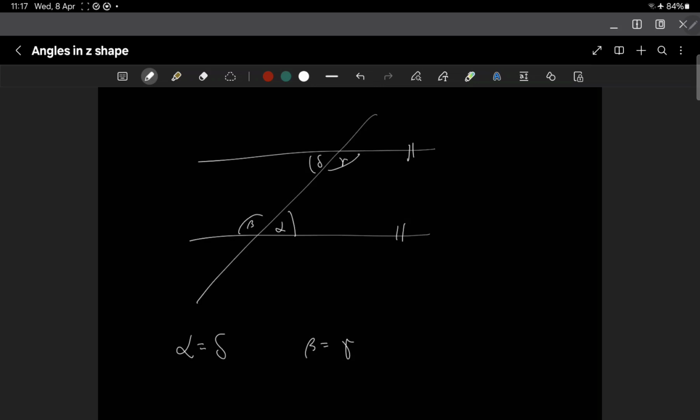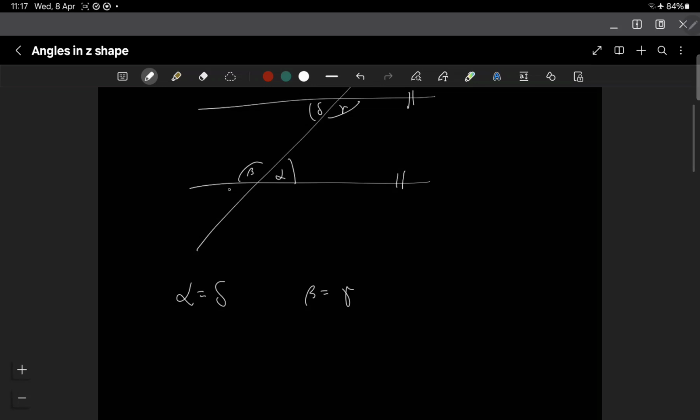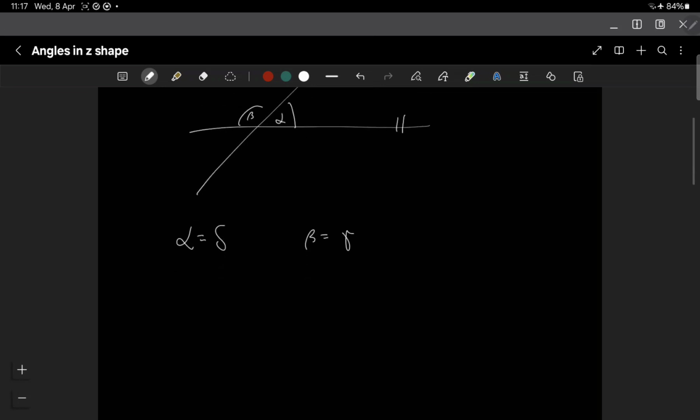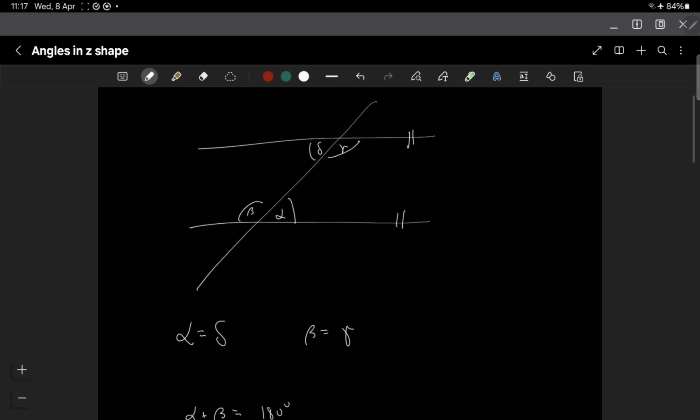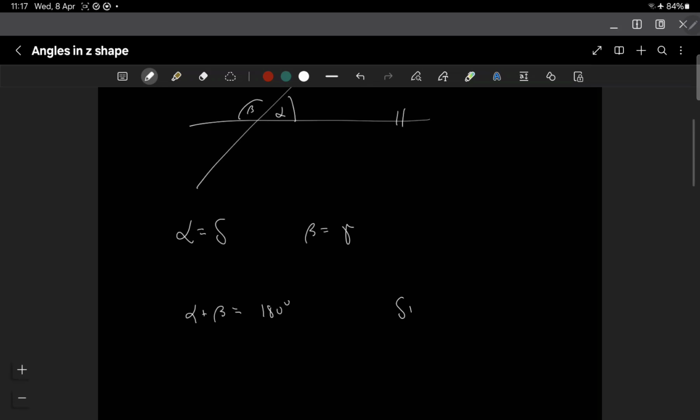And now we are going to show how to prove this. Well, to prove this, we're going to do the following. First of all, we notice that this here is a straight line. Therefore, we have that alpha plus beta is 180 degrees, right? And we also have that delta plus gamma is 180 degrees.